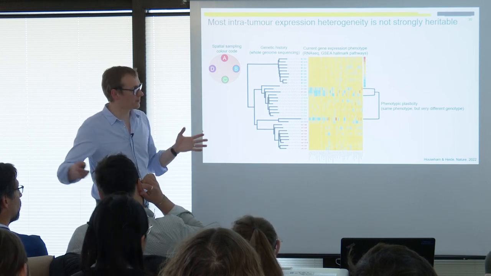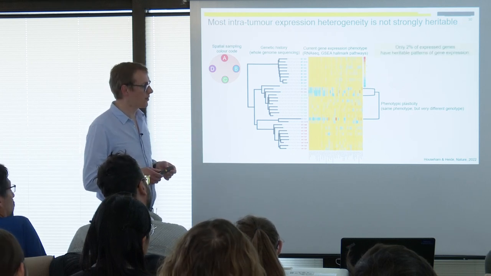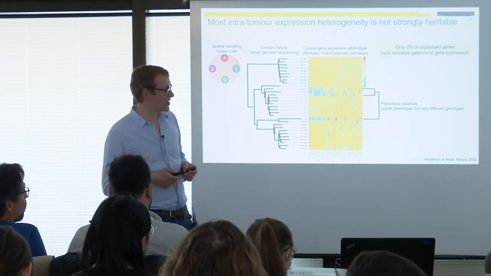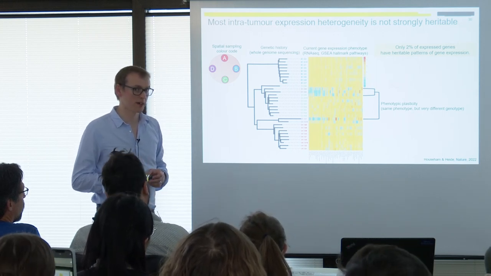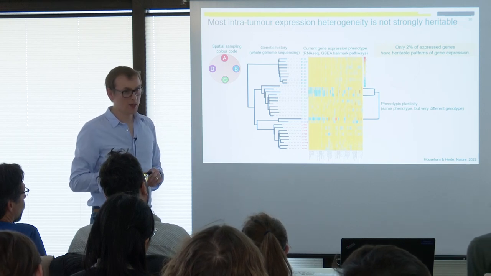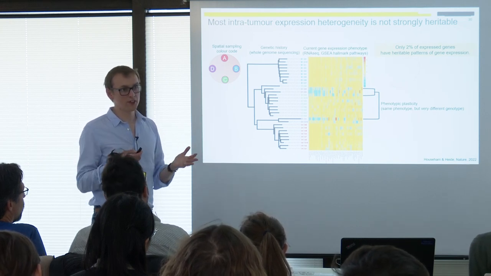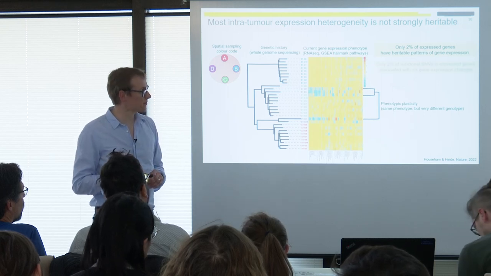If you do statistics across the whole cohort in this way, we find that only about 2% of expressed genes have heritable patterns of gene expression in this framework, given the power of the data, which is not great. But you can take that to mean there isn't evidence of very strong heritability in gene expression for most genes.